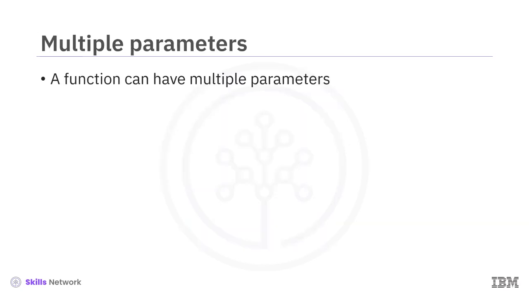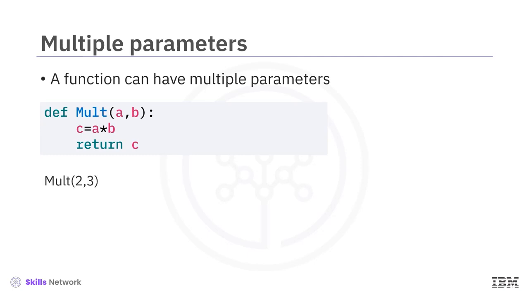A function can have multiple parameters. The function mult multiplies two numbers. In other words, it finds their product. If we pass the integers 2 and 3, the result is a new integer. If we pass the integer 10 and the float 3.14, the result is a float 31.4.